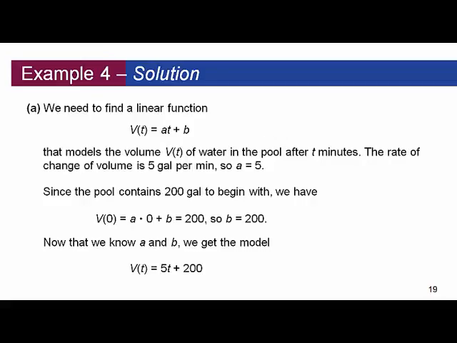Now, we were told the rate of change in volume was 5 gallons per minute. So rate of change, remember, is slope, so that means a is equal to 5. And since the pool started with 200 gallons when we started filling it, that's what happens at time 0. And time 0 is our intercept, that's our b. So we now have the function: the volume function is 5t plus 200.